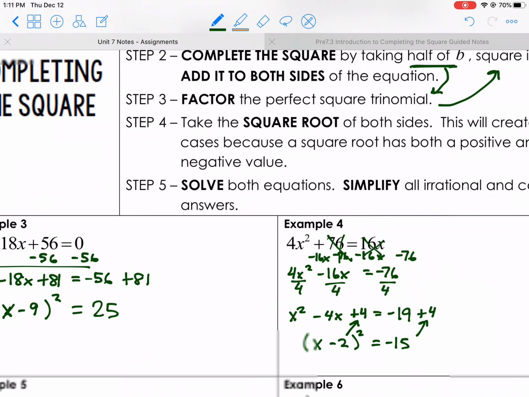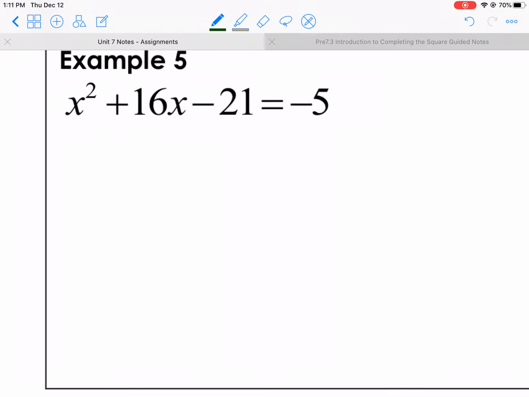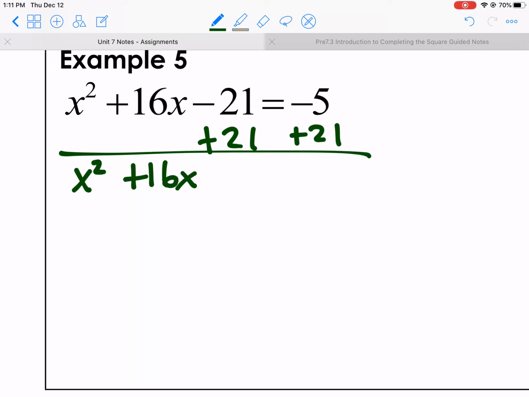Okay, I hope this is helping. Maybe let's do example 5 all the way from beginning to end. We have x squared plus 16x minus 21 equals negative 5. I need to move this to the other side. So I'm going to add 21 to both sides. Now I have x squared plus 16x, leave some space, equals 16.